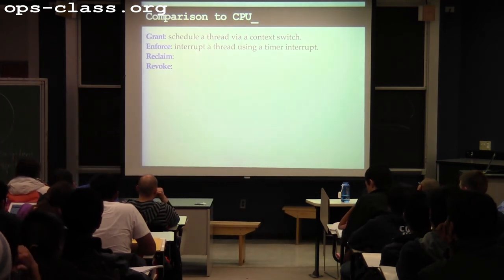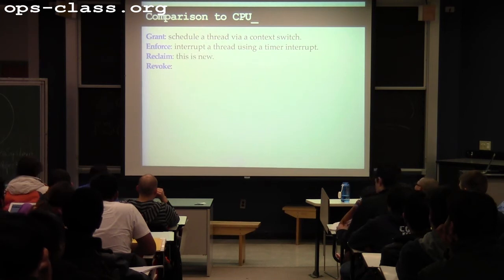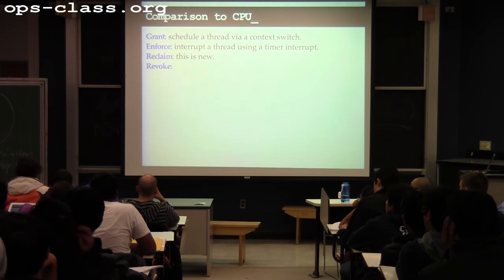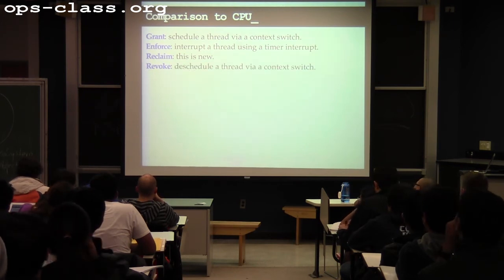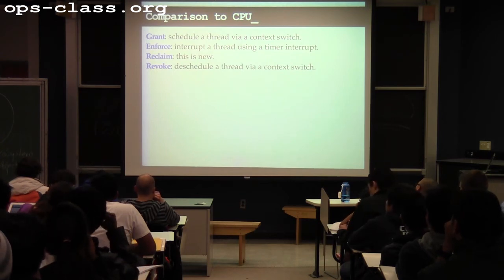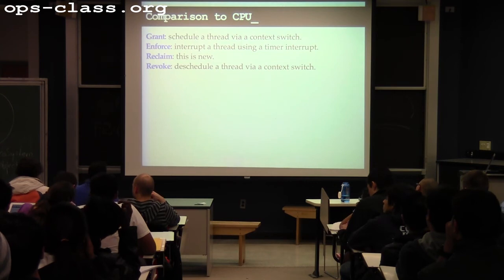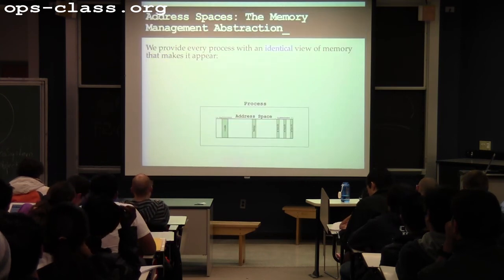Is there a good analogy for this one? Not really. It's not really the equivalent of being able to reclaim memory. When I take the CPU away from a process, it's sort of like a context switch, but a little bit more direct. And then revoke is, you know, descheduling, right? So when you're finished, I can take the resource away from you and provide it to somebody else.